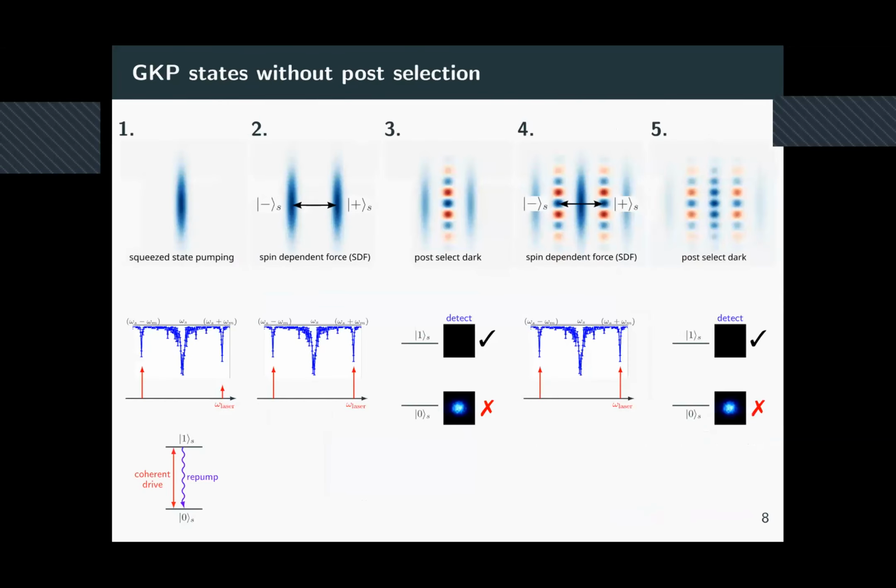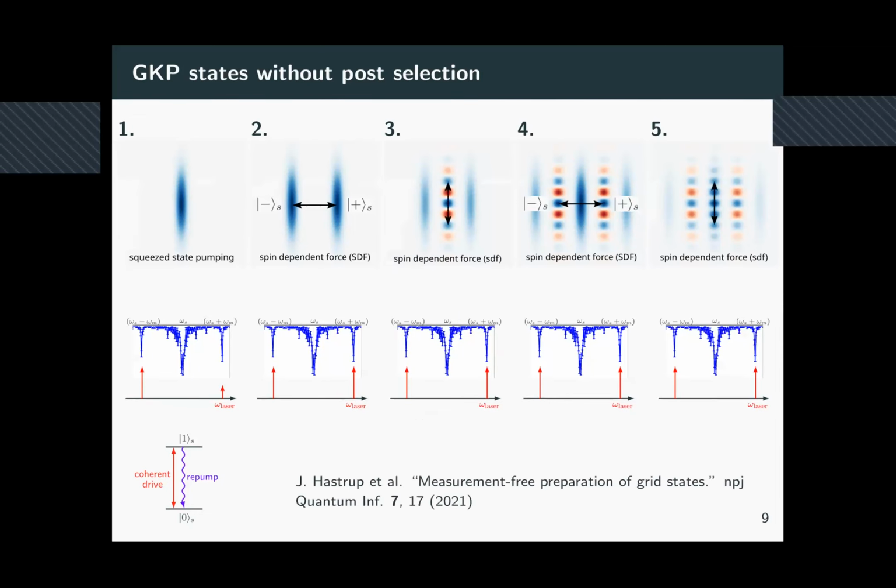So actually, using this idea, we can improve this sequence here, because we don't really need to do these measurements. Using the fact that you can rotate the spin depending on the oscillator state, you can replace these post-selected detections with more spin-dependent displacements where you disentangle the two systems, and then you can deterministically create the GKP state. This was an idea from a paper by Jacob Astrup, who's here today. And it was a really nice improvement to our experiments, because before this we were using post-selected states.